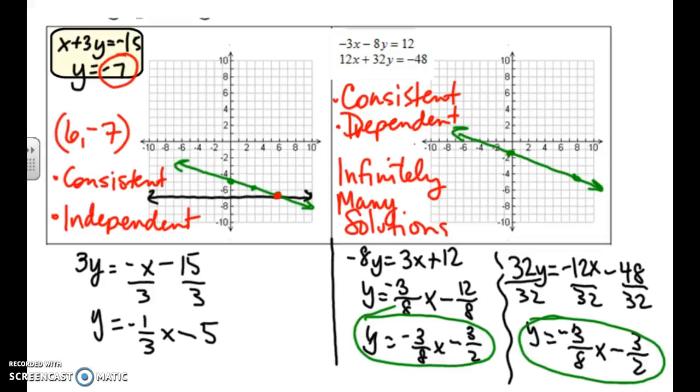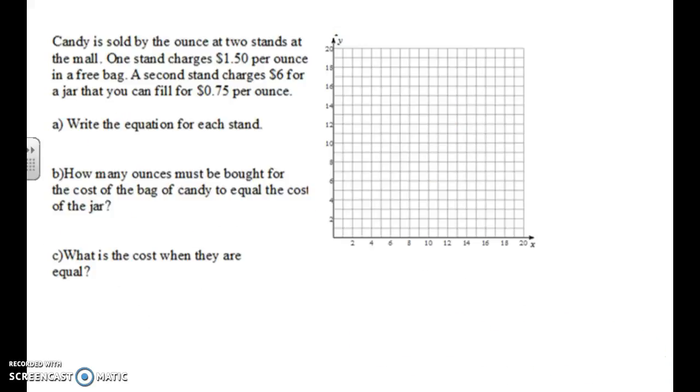All right, last one. Candy is sold by the ounce at 2 stands at the mall. One stand charges $1.50 per ounce. So we know that this one's going to be 1.5 per ounce, so it's going to be times x. A second stand charges $6 for the jar, and you can fill that jar for 75 cents per ounce. So you got your $6 for the jar and 75 cents per ounce.